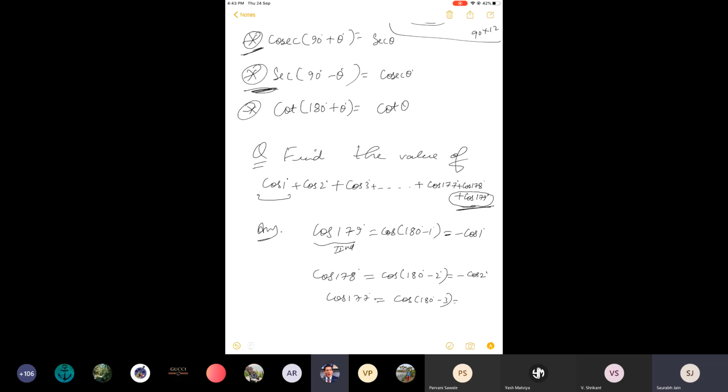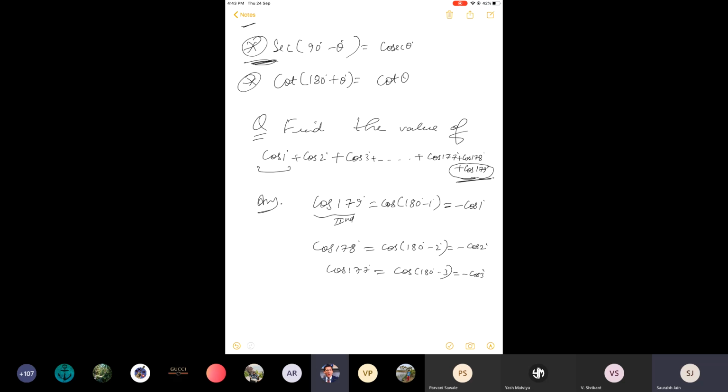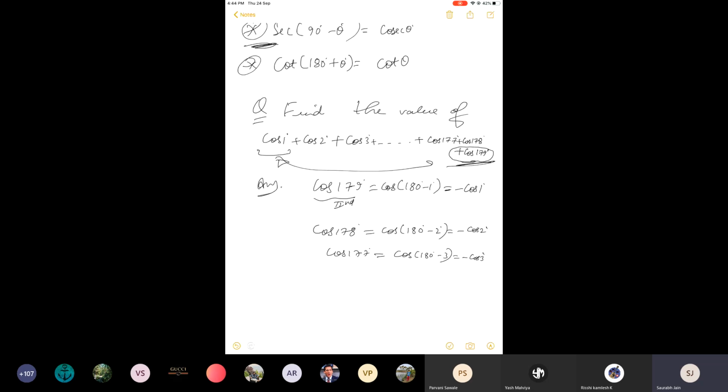So what will happen? The terms from the last, they will start cancelling the terms from the beginning. But we can see that these are 179 angles because angle is increasing by 1 degree. So if one angle is cancelling the other angle, I mean the sum of these two is 0. So pairwise the sum is coming 0, or pairwise they are cancelling each other. But they will not make absolute pairs. Why? Because odd number of terms are there. So what do you think? What is going to happen? So cos 90 will be left. Yes, cos 90 will be left, and that itself is 0. So the final answer will be 0.